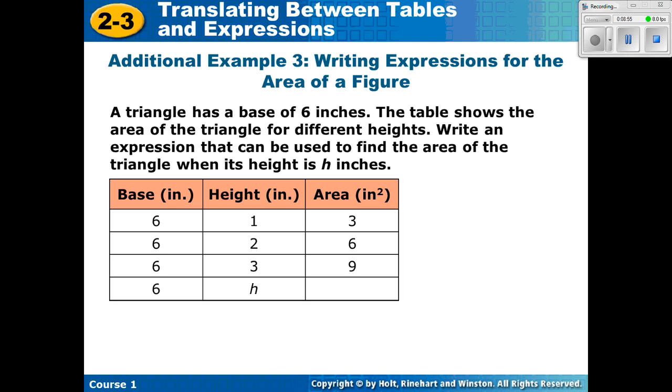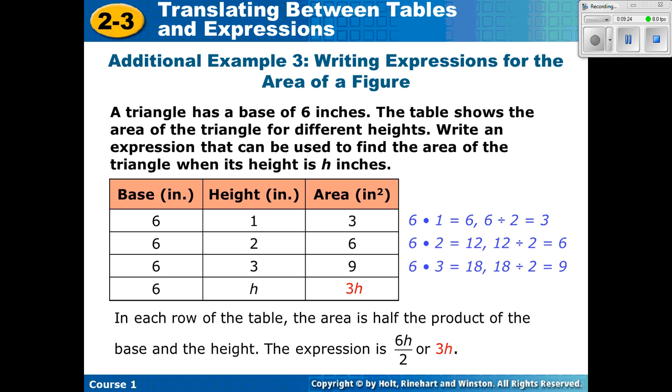So let's see how to work this one out. 6 times 1 is 6. But then divided by 2, that's 3. 6 times 2 is 12. Divided by 2 is 6. 6 times 3 is 18. 18 divided by 2, that's equal to 9. So what would be our expression? Well, you could write 6h divided by 2, or you can write 3h. Both of those answers will work.